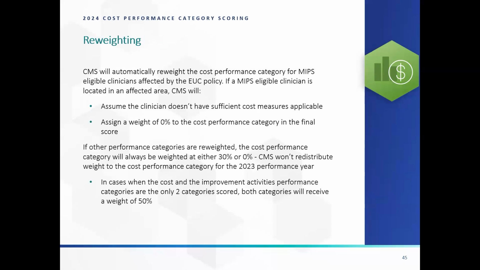And if other performance categories are reweighted, the cost performance category will always be weighted to either 30 or 0%, and CMS won't redistribute weight to the cost performance category. However, in cases when the cost and improvement activities performance categories are the only two categories scored, both categories will receive a weight of 50%.